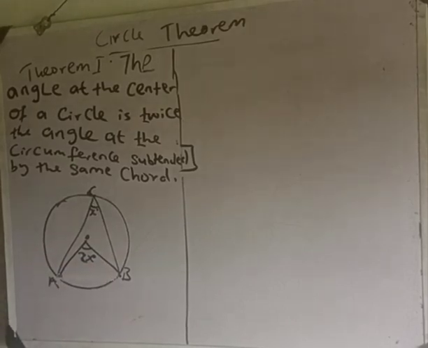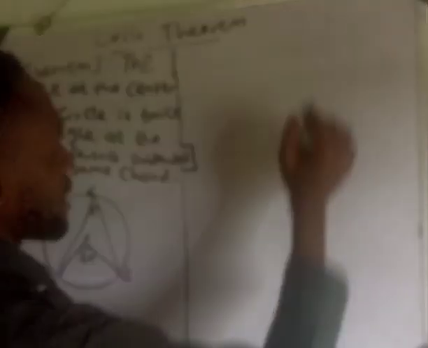So what we're going to do now is that I'm going to prove this theorem to you so that you see that it actually works like that. And then I'm going to solve one example. Is that okay? So let's go about it. Let me draw a circle.